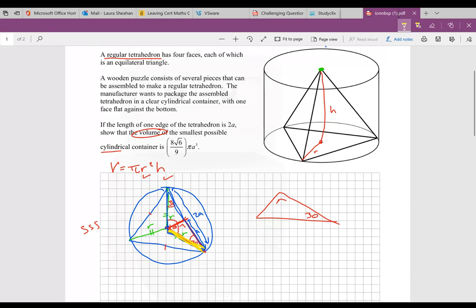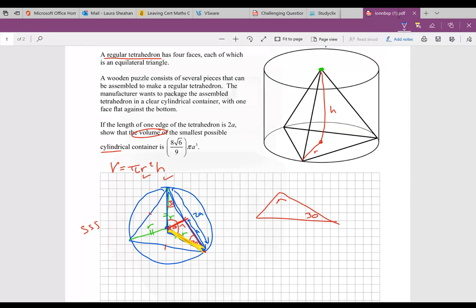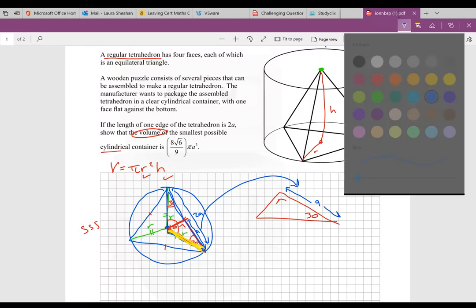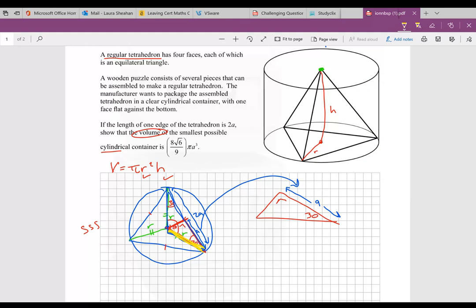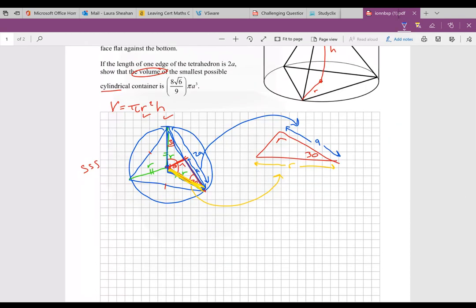Sorry, A should be here. Apologies, I've kept it in the same orientation as here. So A should be there. And let's go back to this one, which was the radius from here. So with that in mind, I can use my knowledge of right angle triangles.